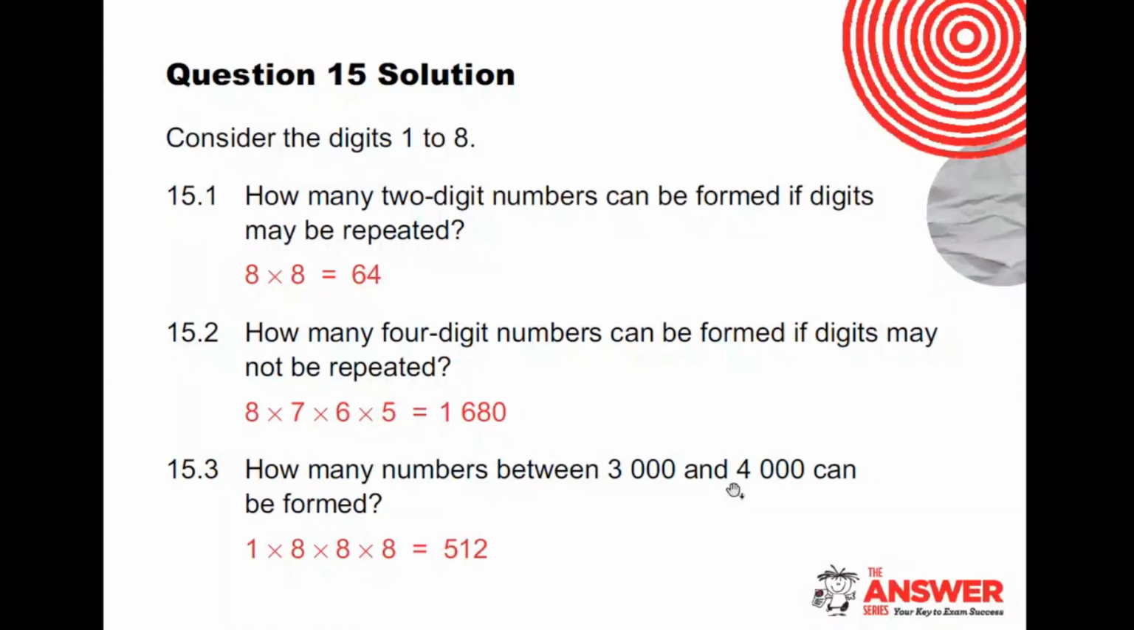How many numbers between 3,000 and 4,000? Okay, between means not including. So how many numbers can start? Only one, a 3. I can't have a 4 because it's between 3,000 and 4,000. So I can only have one number in the first slot. How many numbers in the second slot? 8, because my digits are 1 to 8. 8, 8. Well, I can't have 3,001 because it's no zeros, but basically I can consider 3,001 to 3,999, which means I can have repeated digits.